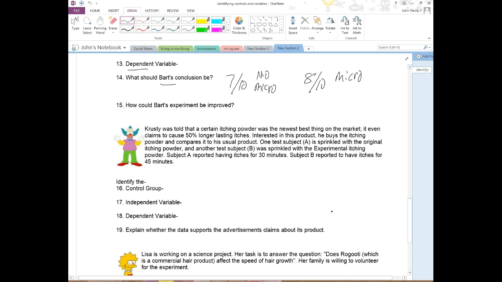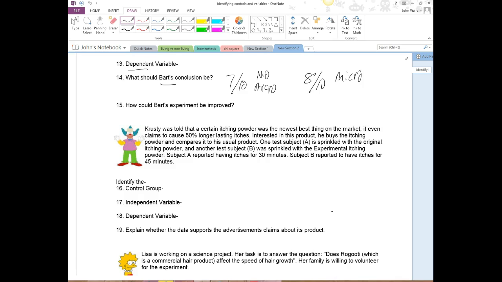How could his experiment be improved? Just give me 2 things that it could be improved. Yes? Multiple trials. What else? Same mice instead of different mice. Maybe the 10 mice were stronger or weaker. Yeah. What else? Oh, so make sure that both sets of mice were at least at one point exposed to the microwaves. Good. All these things are good.